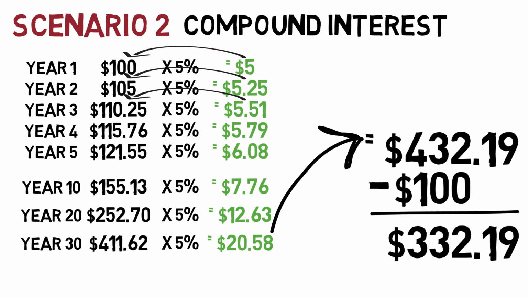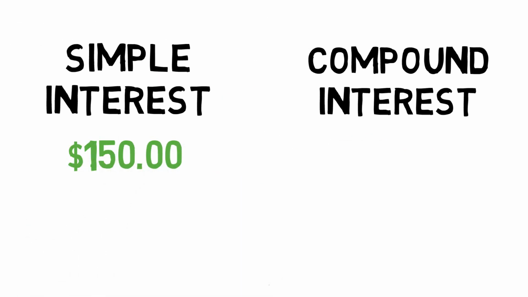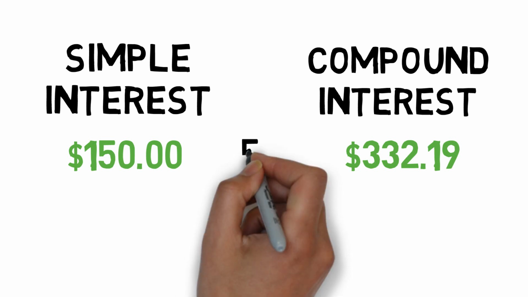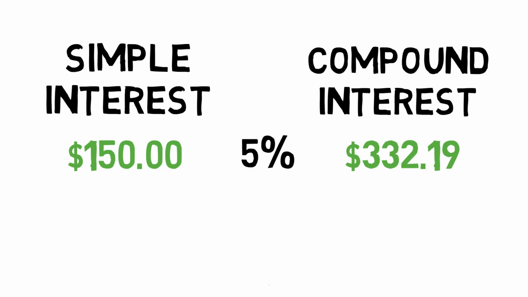$332.19. Now remember, in scenario 1, where we earned simple interest, we earned $150 in interest over 30 years. In scenario 2, with compound interest, we earned $332.19 over that same time period, and in both cases, our investment earned 5% per year.